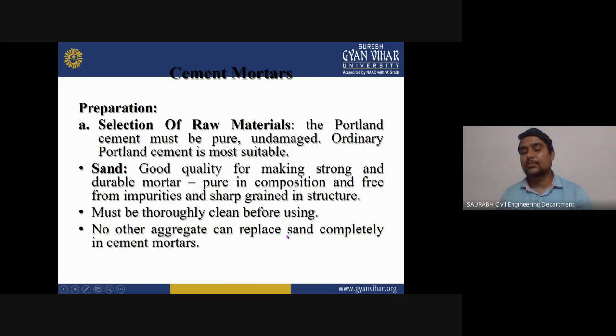What is the process of preparation of cement mortar? As you can see here, first you have to do the selection of raw material. The Portland cement must be pure and undamaged; ordinary Portland cement is most suitable. For sand, good quality sand is needed for making a strong and durable mortar. As you can see here, it should be pure in composition and free from impurities, with sharp grains in the structure, and must be thoroughly cleaned before use. No other aggregate can replace the cement completely in the cement mortar.